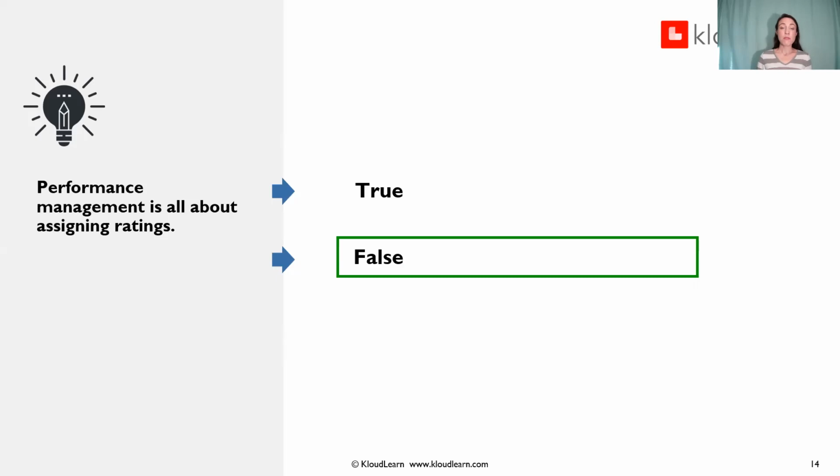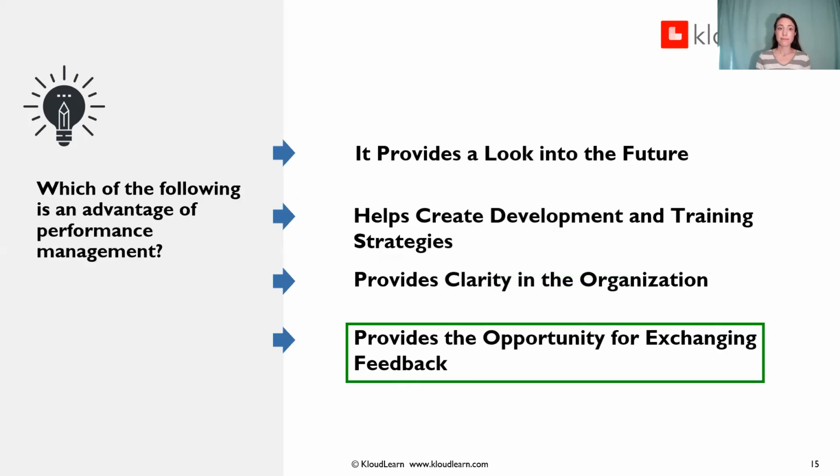True or false? Performance management is all about assigning ratings. This is false. Remember, it's a continuous cycle and there's much more involved. Which of the following is an advantage of performance management? A, it provides a look into the future. B, it helps create development and training strategies. C, it provides clarity in the organization. Or D, it provides the opportunity for exchanging feedback. The answer is D. Performance management is an opportunity for exchanging feedback.